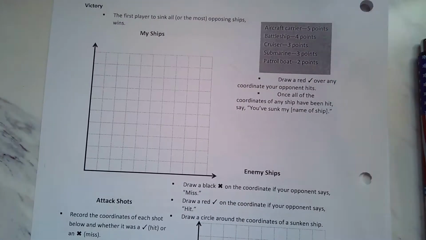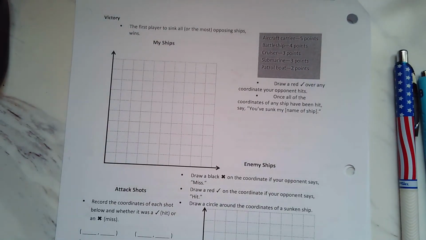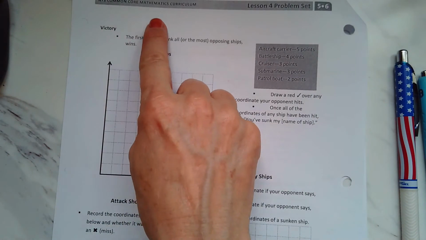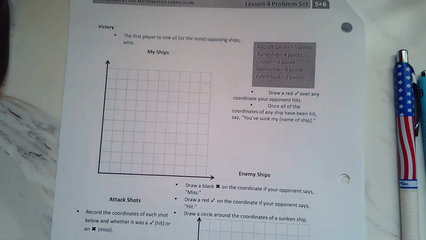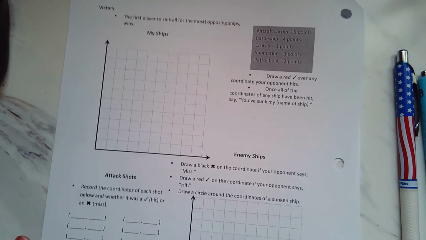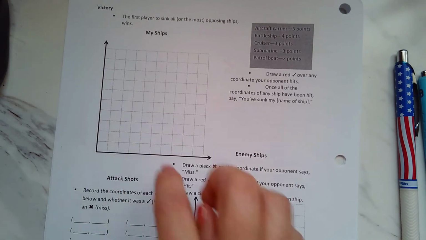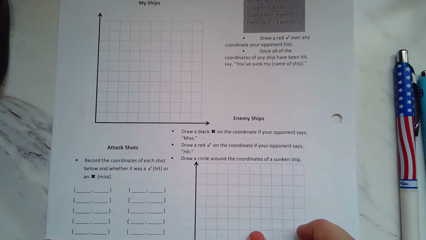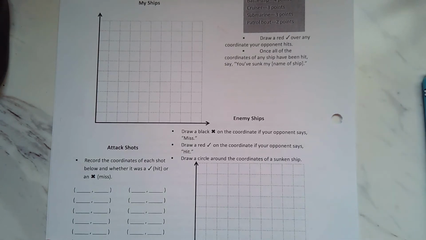So, turn the page. Now, this is not going to be as much fun as when we play this in class. But the person who wins is the first player to sink all or the most opposing ships. I'm going to go ahead and mark these up. If you want, in order to do the problem set, you can make a photocopy of these two and give it to someone else and play at home. Or you can play against yourself. The only thing is, you know what you've done.